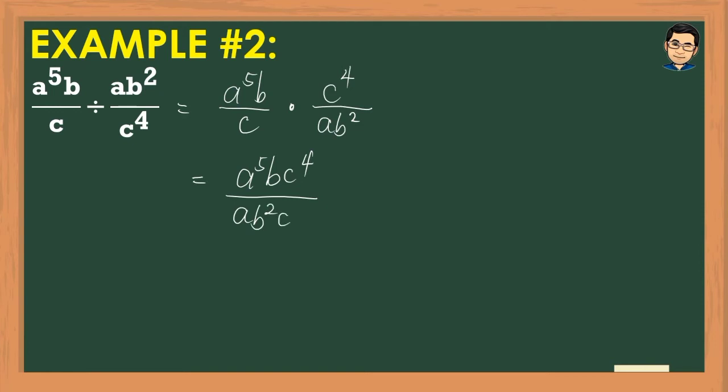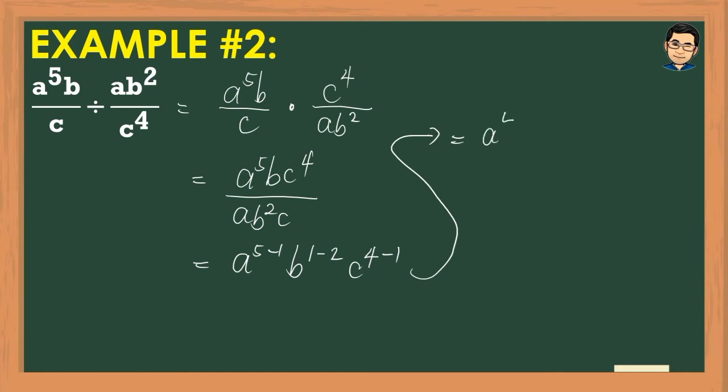Now, we apply quotient rule. So, a to the 5th power minus 1. Kapag wala pong exponent, understood 1, kagaya ng a, tsaka c. Okay, next. b raised to 1 minus 2, and then c raised to 4 minus 1. So, i-rewrite lang natin banda dito. 5 minus 1, that is 4. So, a to the 4th power, and then b raised to 1 minus 2, that is negative 1. And then 4 minus 1 dun sa c, that is c cubed.